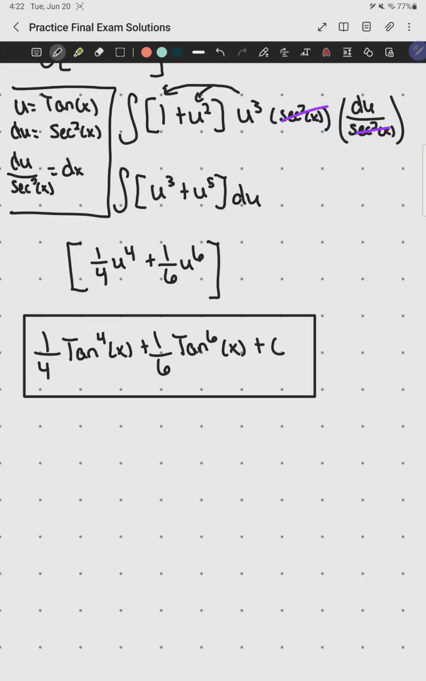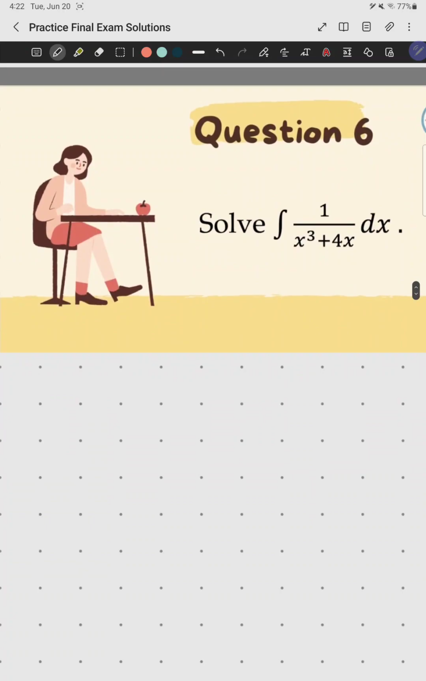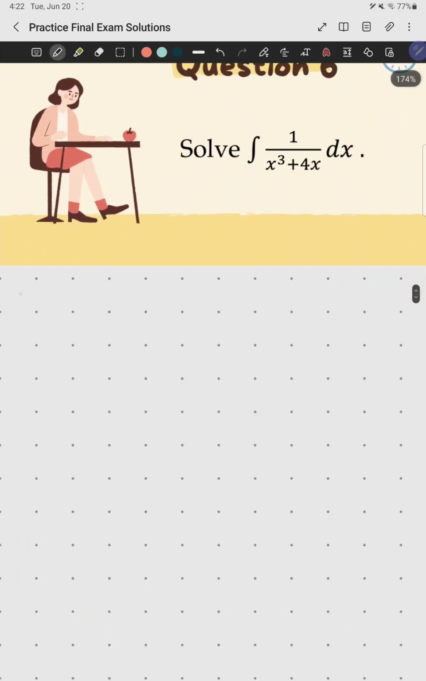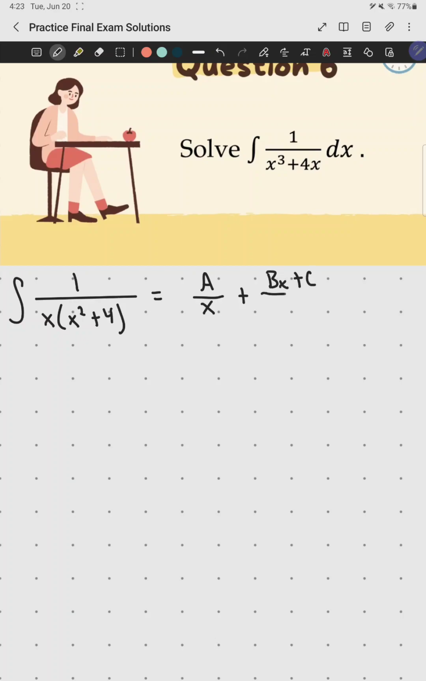Okay. So from here, we have a partial fraction integral, and I'm just going to rewrite it already to save a little bit of time. So we have 1 over x times x squared plus 4. This is going to equal a over x plus bx plus c over x squared plus 4.